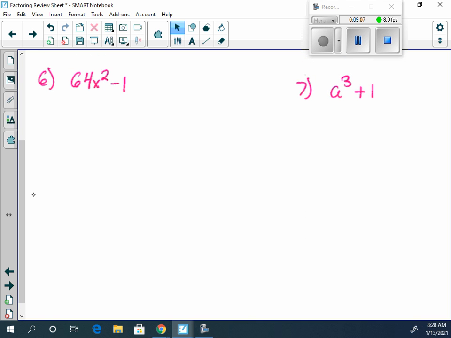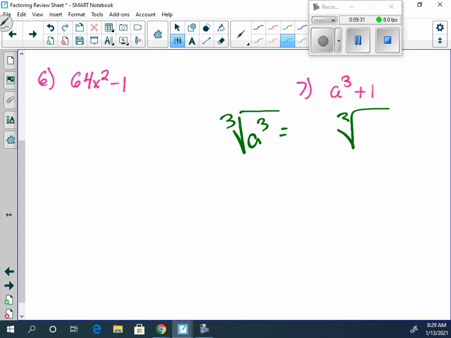We have a cubed plus 1. Now we look at this here. Well, a to the third, most likely we're going to be dealing with a sum or difference of perfect cubes. And the way that we can check this is we can take the cubed root of both terms. If I can take the cubed root of the first term and the cubed root of the other term, then it is a sum or difference of cubes.